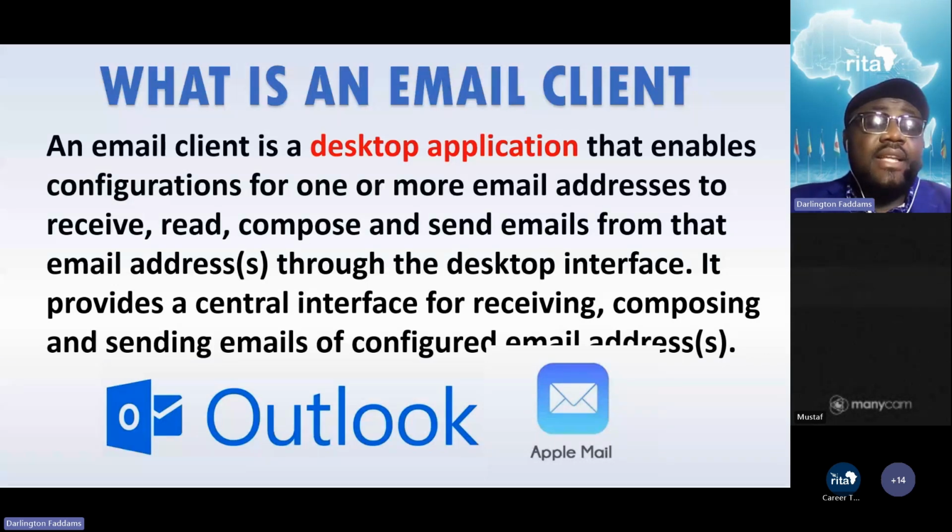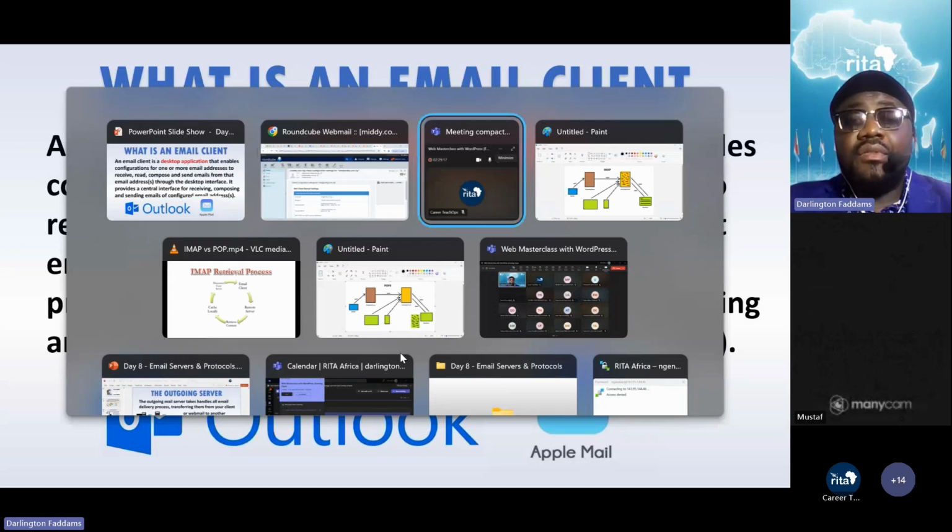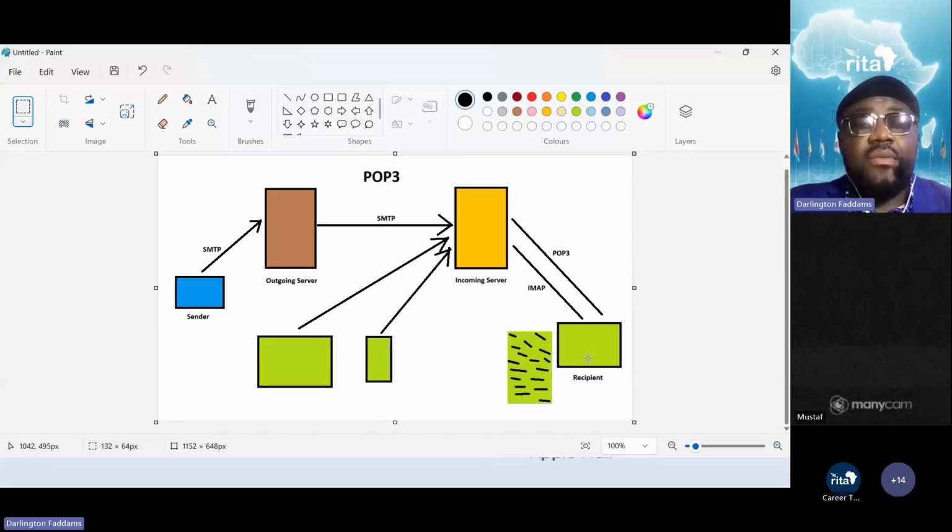This brings us to the end of today's lecture. We've been able to talk about the entire process of how emails move from server all the way to the client and all the protocols involved. We've been able to look at the email servers themselves. We've been able to look at the outgoing mail server, the incoming mail server. We've been able to look at the SMTP protocol, and we've looked at the POP3 and the IMAP protocol.